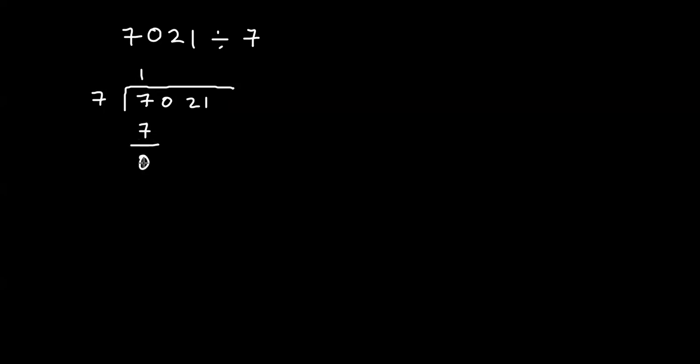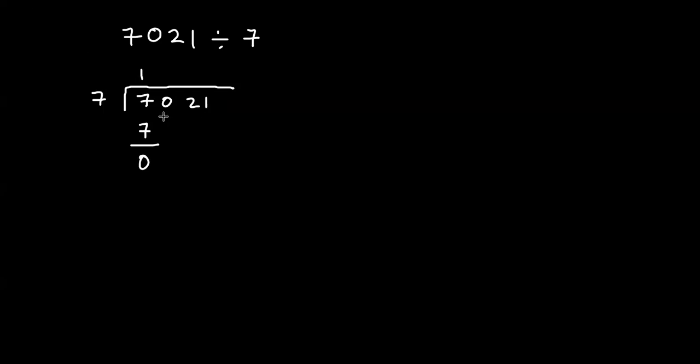Okay, let's do another example. So let's say we wanted to do 7,021 divided by 7. So we start by laying it out as before. And we can see that 7 goes into 7, which is the first number from the left for this number. So we put 1 over here because it goes into it once. And then we put 7 times 1 below the 7. And then we subtract the numbers, so that gives us 0.